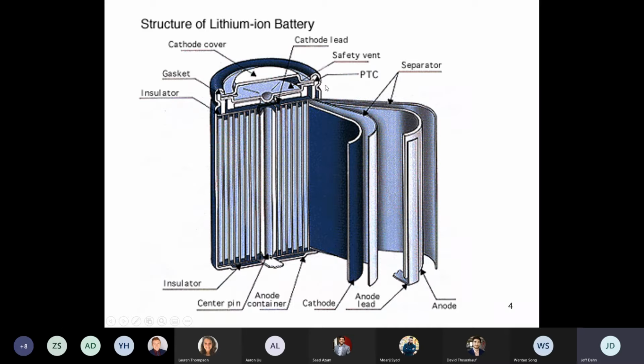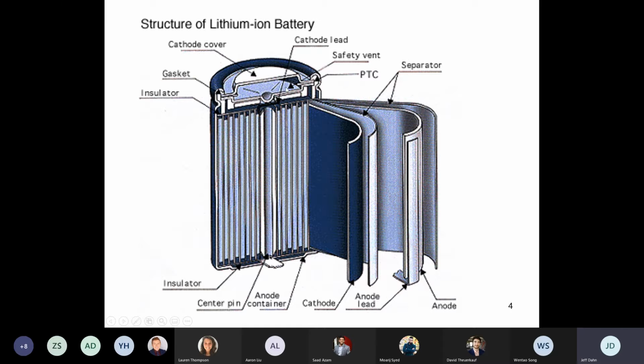There's also in some cells something called a positive temperature coefficient fuse. This is a device that when it gets heated over about 70 degrees C, its resistance becomes very large, and it's reversible. Once the cell cools down, its resistance becomes small again. So this is to protect against cell overheating in a short circuit type of environment where you short the cell, large currents flow, the PTC heats up, becomes high resistance, stops the current flow.